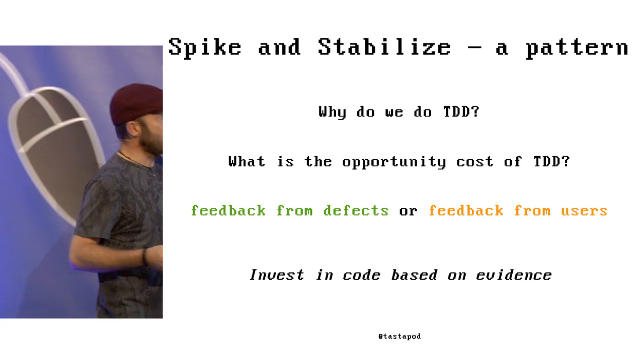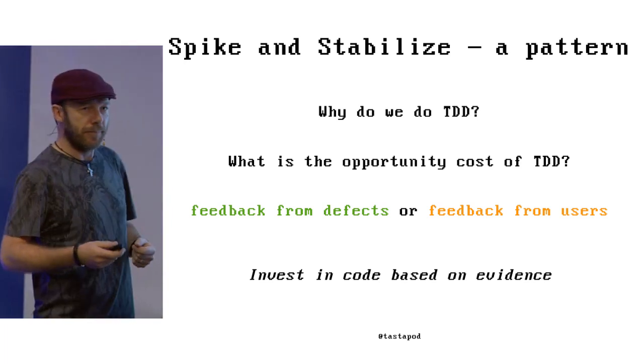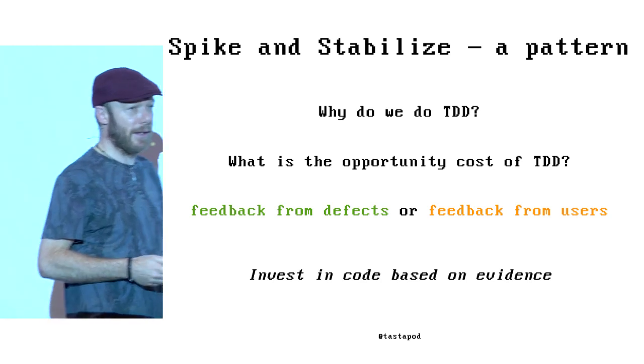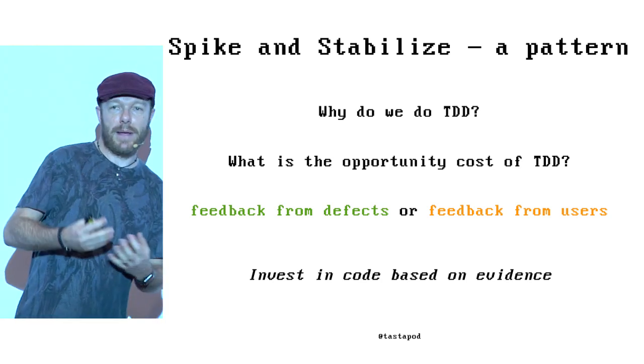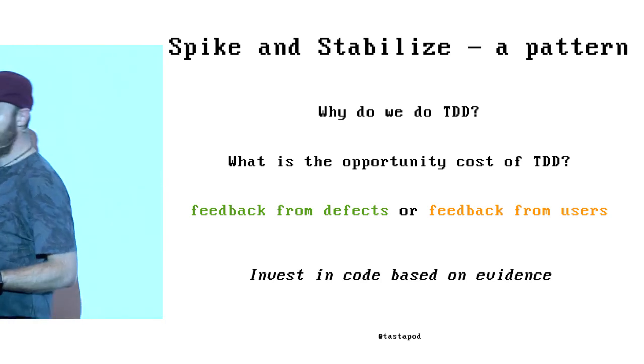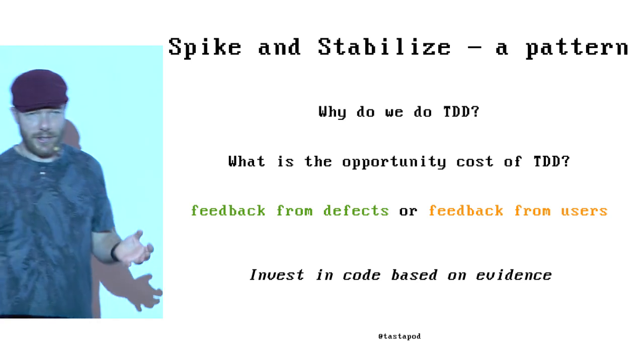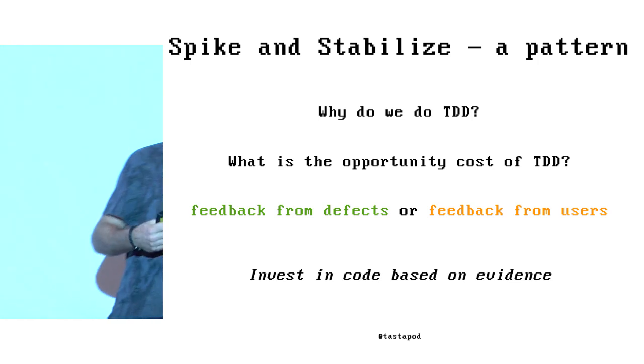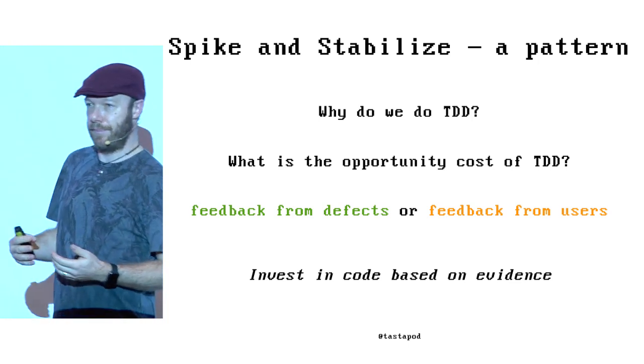So why are we doing TDD? What's the point of TDD? Quick feedback. Okay. So it means that I get feedback, and yep, that's true. But now the thing is, I can sketch out code, I can spike code, probably I can spike half a dozen ideas in the time it would take me to TDD one of them, right?